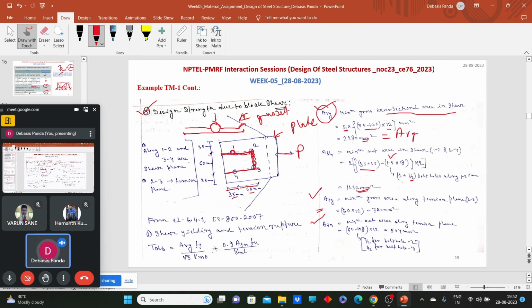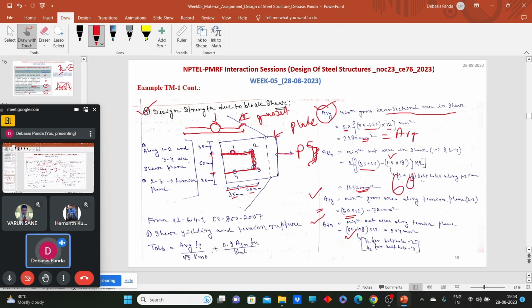So this distance, center to center distance, is 60 mm. So 60 into 12. This will be the gross. Now what will be the net area? So net area will be, we need to deduct half bolt hole from here and half bolt hole from here. So this portion only. So 60 minus 1 into 18.